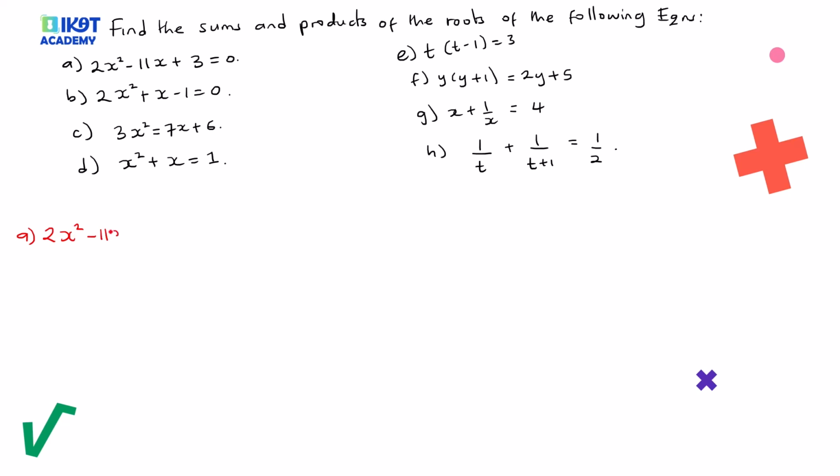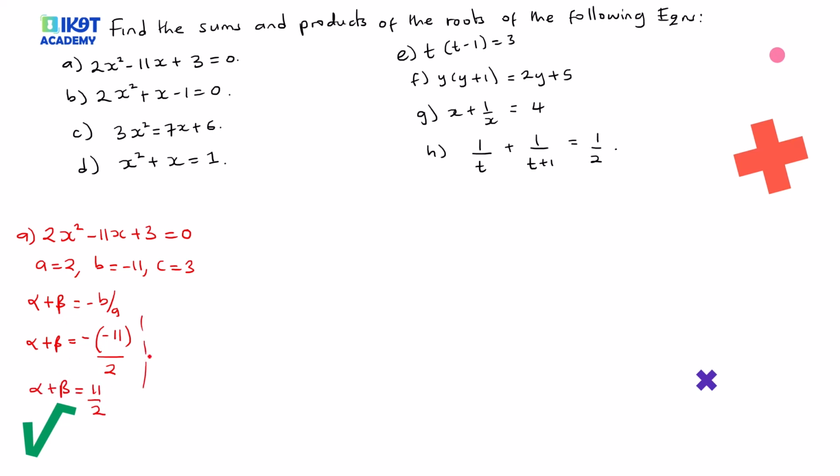We have 2x squared minus 11x plus 3 equals 0. What is our value of a? This is 2. What's our value of b? Negative 11. What's our value of c? 3. But what did we say from the previous bit? That the sum of the roots is equal to negative b out of a. So the sum is negative into negative 11 out of 2, which is a. So the sum of the roots is 11 out of 2. How about the product? The product of the roots is equal to c out of a, so the product of the roots will be 3 out of 2.